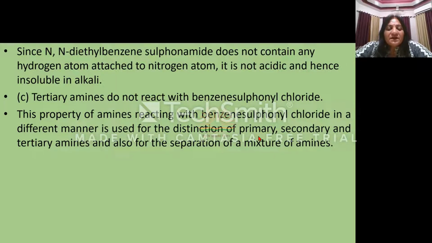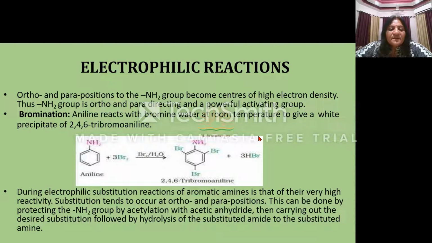Now the electrophilic substitution reactions. Here aniline, we have already studied this reaction in the first chapter, haloalkanes and haloarenes. Bromination, excess bromine, 3 molecules of bromine. Then it forms 2,4,6-tribromoaniline. We use here bromine in the presence of water. All the ortho and para positions are occupied by the bromo group, the electrophile. So it is called an electrophilic substitution reaction.